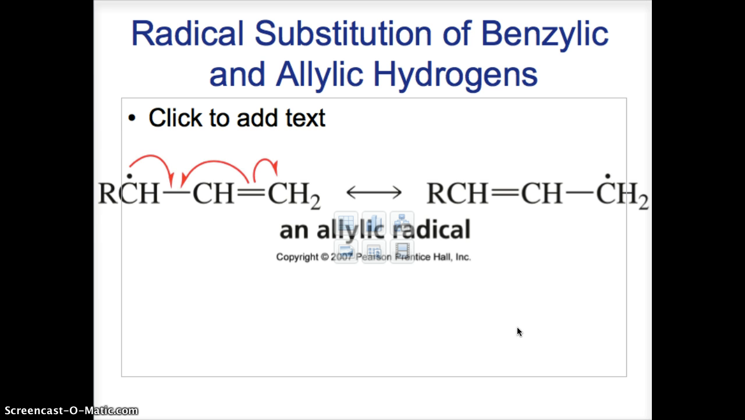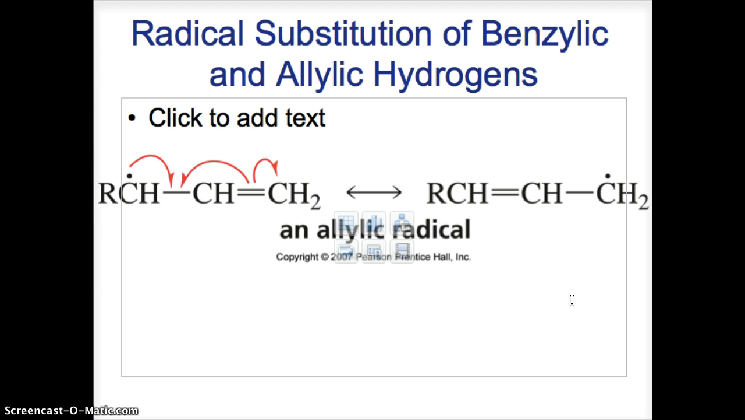So let's discuss a few more remaining miscellaneous topics involving radicals, and that is radical substitution of benzylic and allylic hydrogens. This is an allylic radical. Notice that is an allylic carbon because it's bonded to an sp2 carbon right there. An allylic radical has an unpaired electron on the allylic carbon due to the removal of a hydrogen with one of its shared electrons. Just like an allylic cation, it has 2 contributing resonance structures due to the presence of a double bond. So there they are.